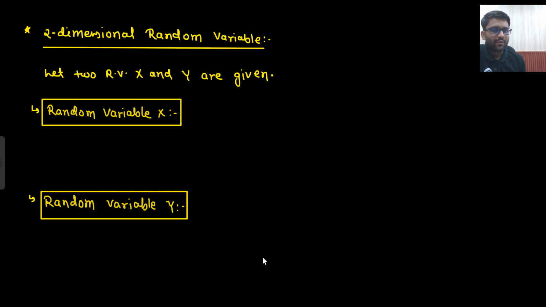So now we are going to study about two-dimensional random variable. Previously we used to have only one random variable x or random variable y. But now what if both of the random variables are coming together? Then what will happen? That we are going to see.